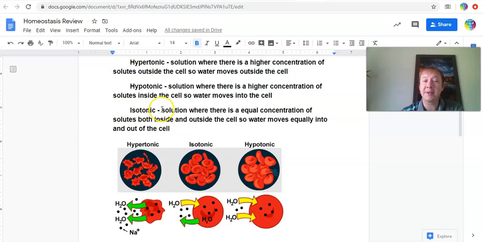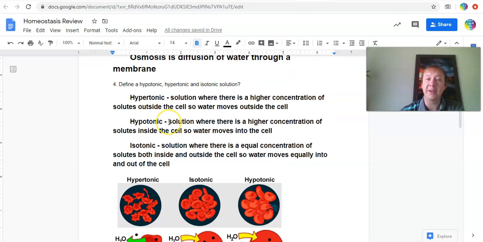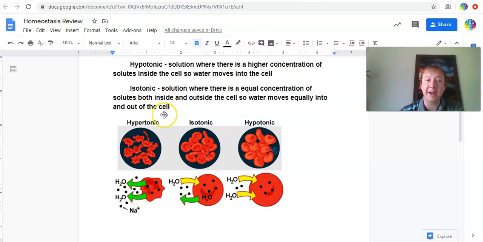Whereas isotonic is when there's an equal concentration of solutes both inside and outside. You can see there's 4 outside, 4 inside. Water is still going to move, but it's going to move equally into and out of the cell. And so that covers the definitions for hypotonic, hypertonic, and isotonic solutions.